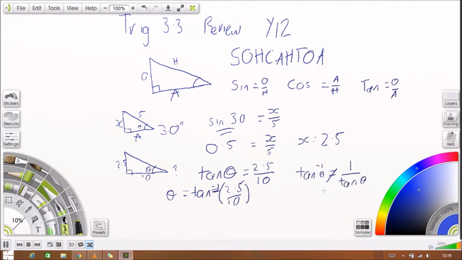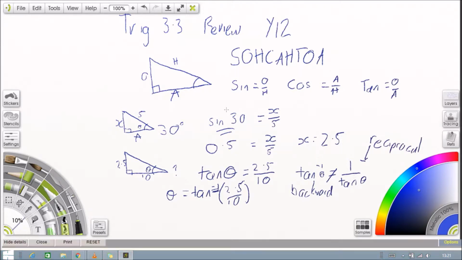We'll come to this later. This is the backwards version of tan. This is not the reciprocal, which is on the other side. So this tan to the negative 1 just does the opposite function rather than 1 over the function.